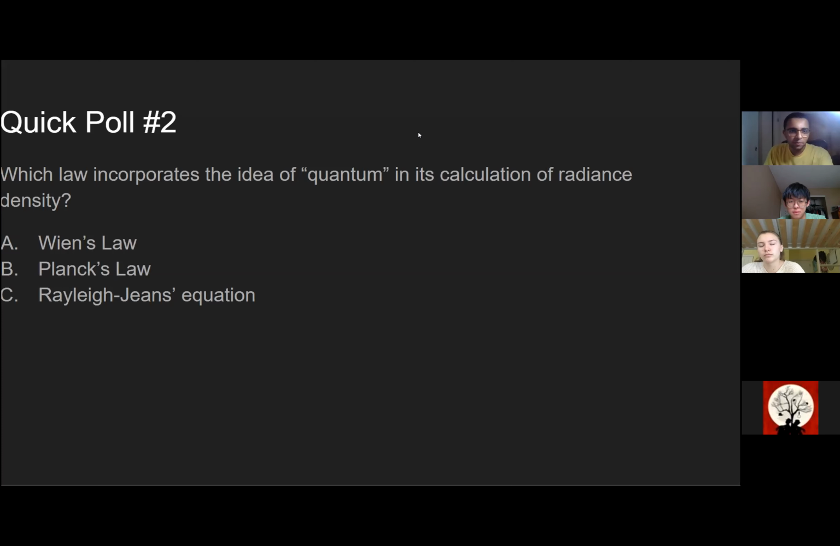All right, here we have another quick poll. Just post A, B, or C in the chat. Which law incorporates the idea of quantum in its calculation of radiance density?